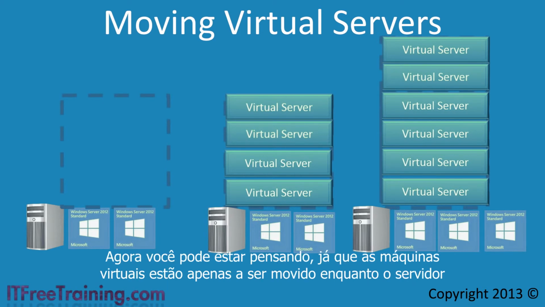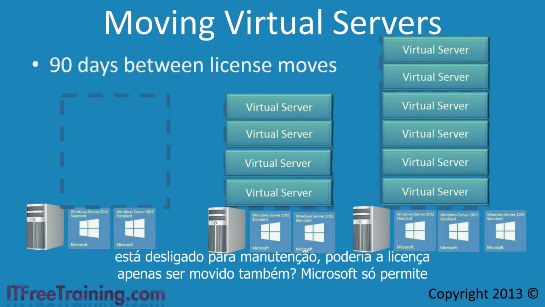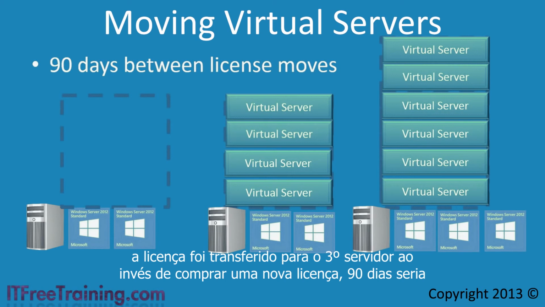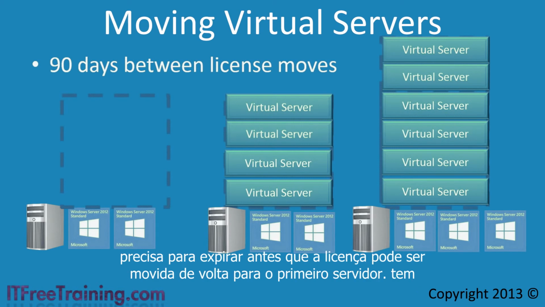Now, you may be thinking, since the virtual machines are just being moved while the server is down for maintenance, could the license just be moved as well? Microsoft only allows the license to be transferred from server to server after 90 days have expired. So if the license was moved to the third server rather than purchasing a new license, 90 days would need to expire before the license could be moved back to the first server.